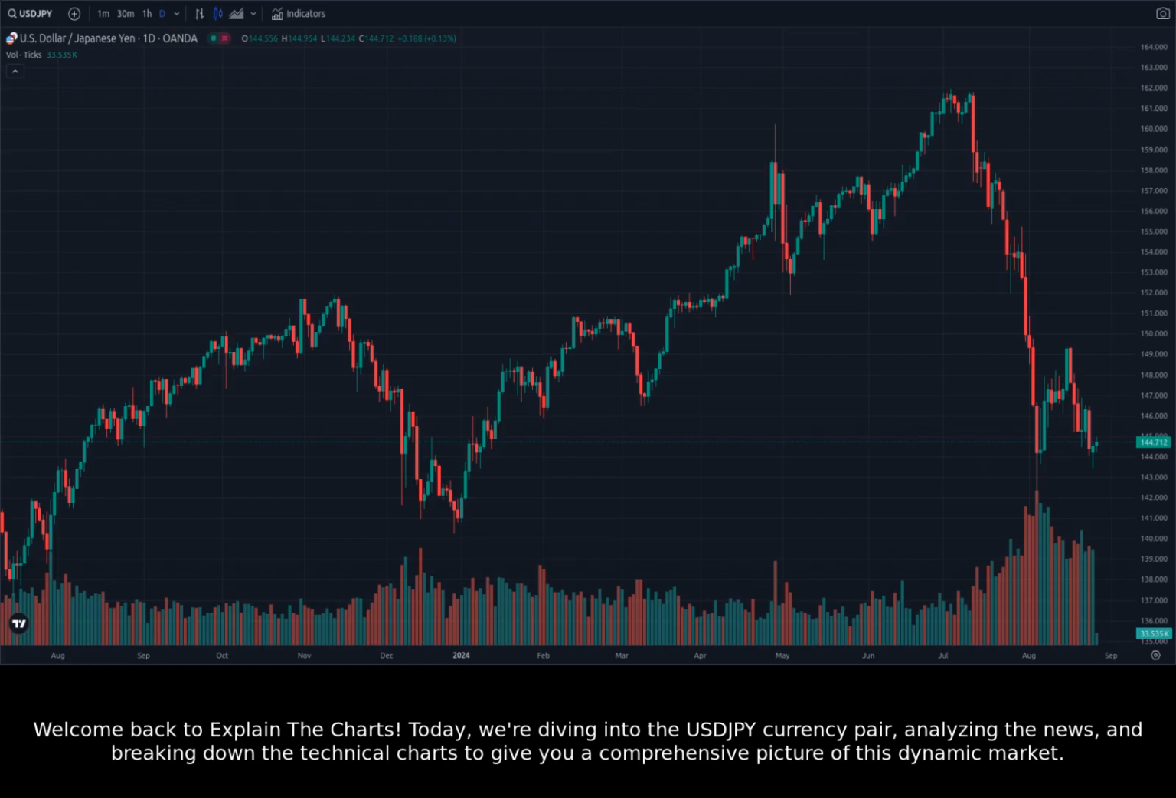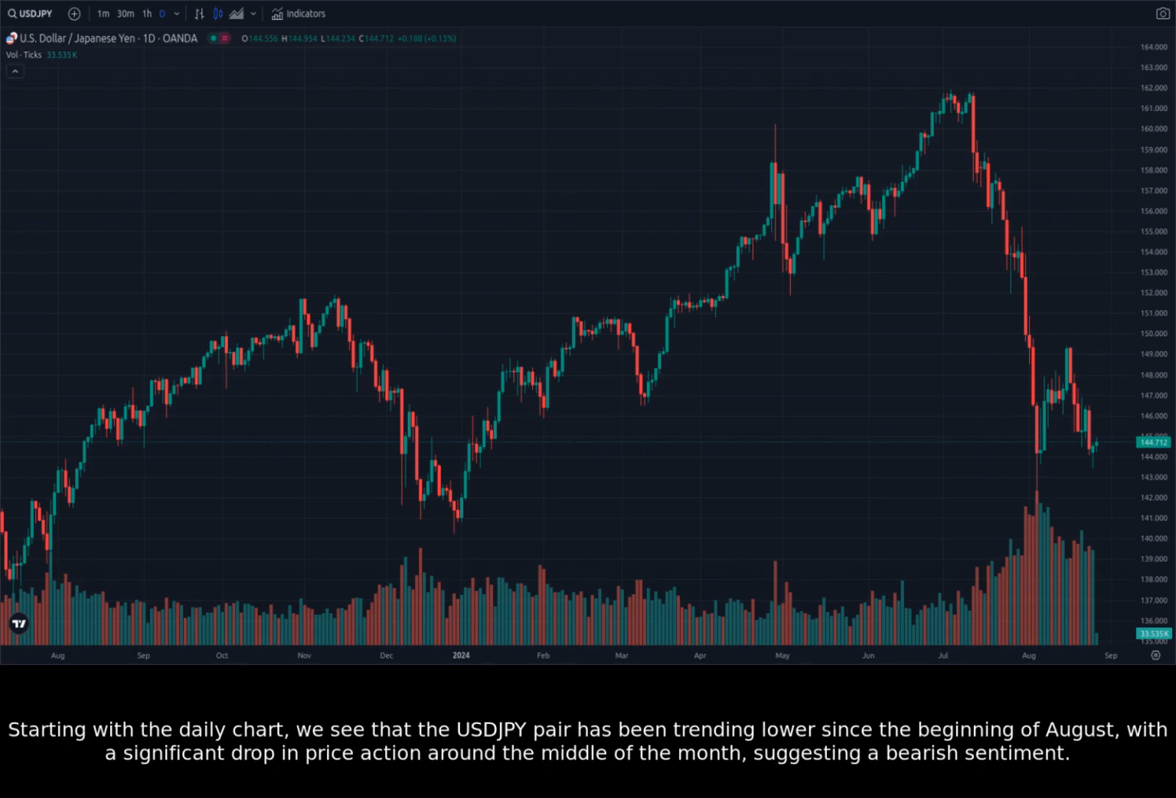Today, we're diving into the USDJPY currency pair, analyzing the news, and breaking down the technical charts to give you a comprehensive picture of this dynamic market. Starting with the daily chart, we see that the USDJPY pair has been trending lower since the beginning of August, with a significant drop in price action around the middle of the month, suggesting a bearish sentiment.